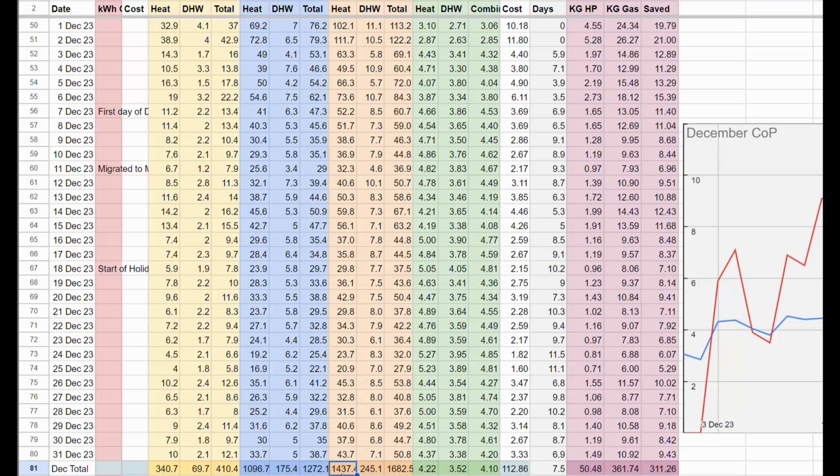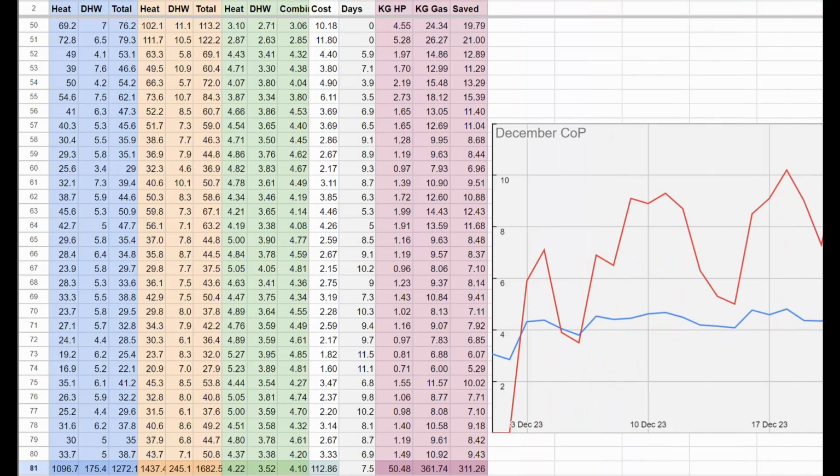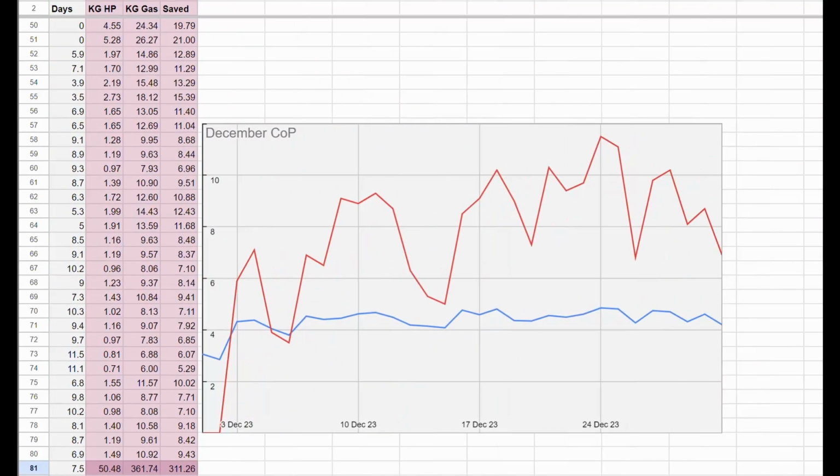Heat is 1437.4 divided by 340.7. But the total overall was, as I said previously, and for domestic hot water, it's 245 divided by 69. So I hope that gives you a little bit of an idea, and the graph's gone all out of whack, but we have completed the graph anyway.